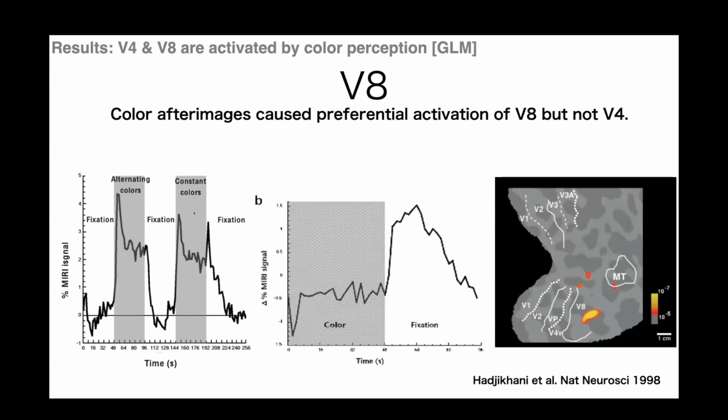And if we subtract from constant colors to alternate colors, the V4 color responses disappear. But if we subtract from fixation here to fixation here, we have the signals. So this indicates we are feeling colors, and there are no objective colors outside, but we are feeling the color in the brain, and the responsible region is V8, okay?